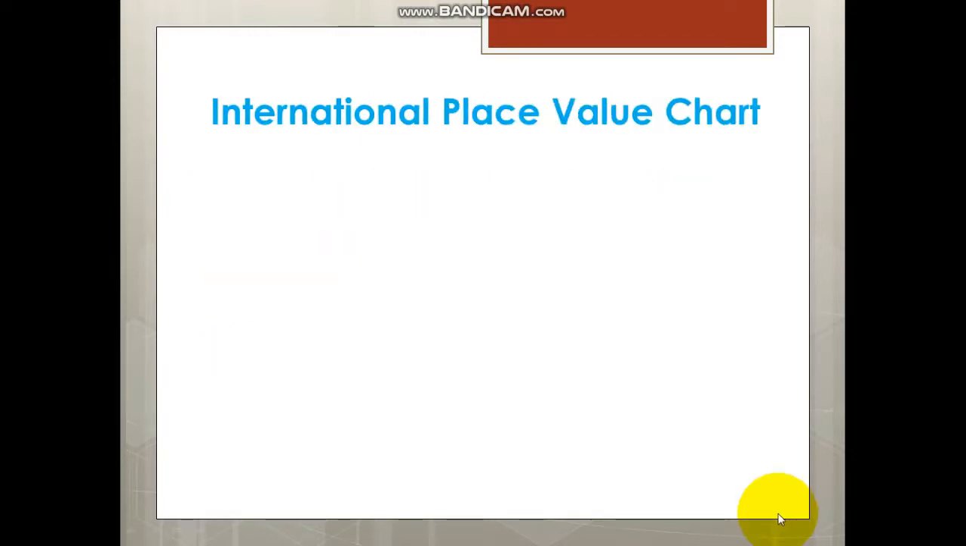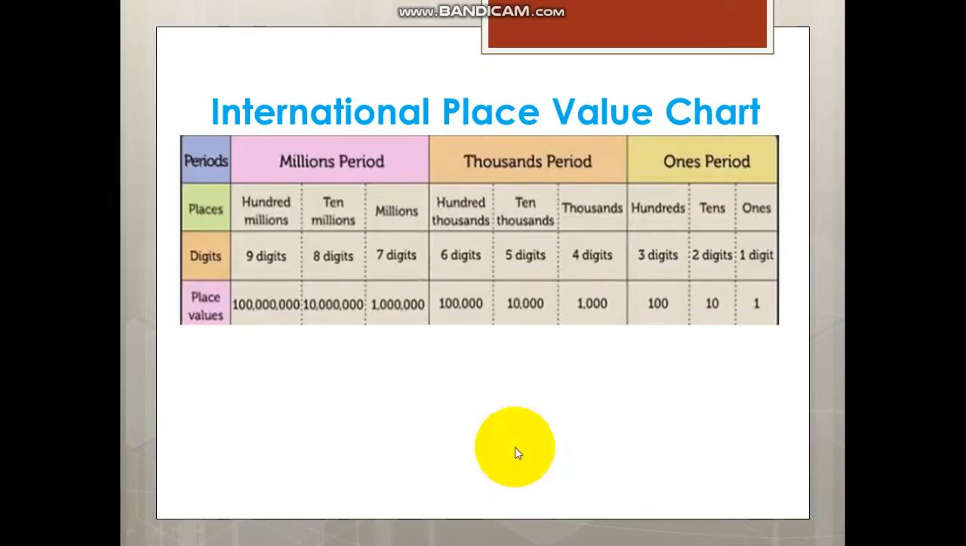Let's start discussing the international place value chart. Now on your screen you can see the international place value chart. In this chart we have periods, places, digits and place values. There are 3 periods written in this place value chart: ones period, thousands period and millions period. Each period consists of different places. In ones period we have 3 places: ones, tens and hundreds.